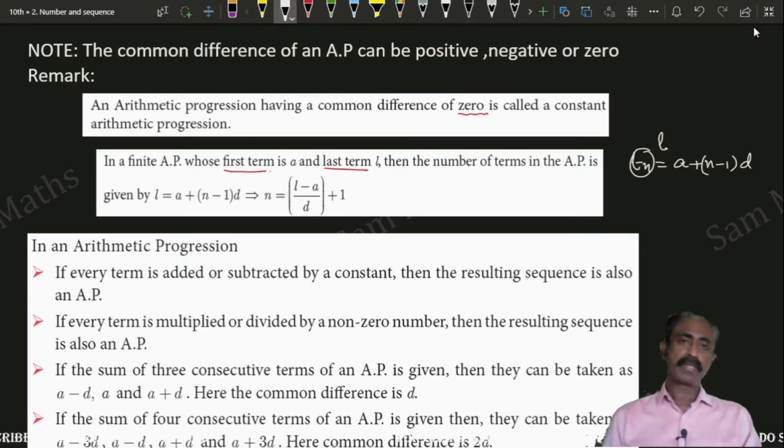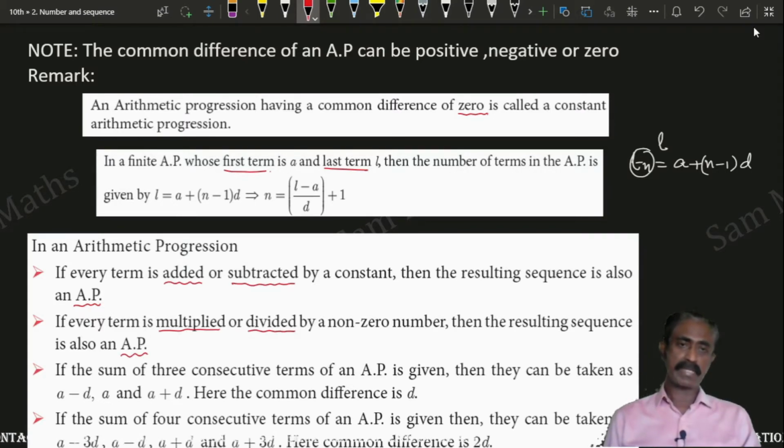Okay, children? Now, in an arithmetic progression, if every term is added to or subtracted by a constant, then the resulting sequence is also an AP, which need not be the same AP, but it will be an AP. Like that, if every term is multiplied or divided by a non-zero number, then the resulting sequence is also an AP.